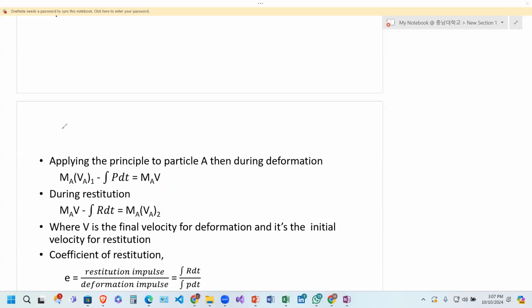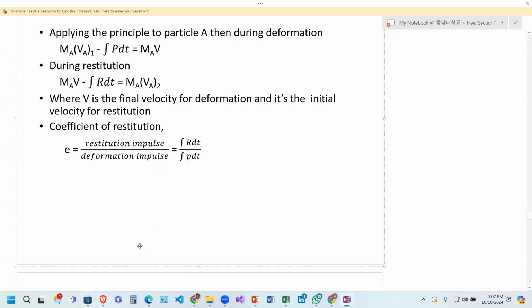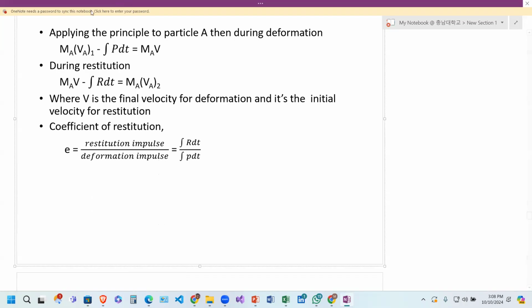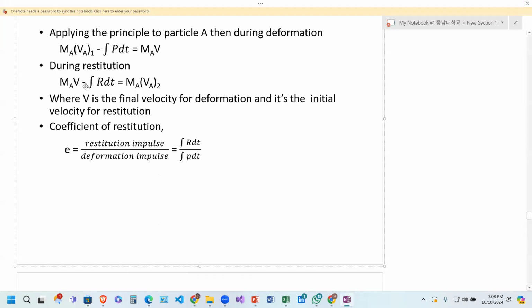Okay, so we need to know how to find the coefficient of restitution. The coefficient of restitution is going to be the ratio between the restitution impulse and the deformation impulse. From all these equations, we can find the restitution impulse, and we can also find the deformation impulse.